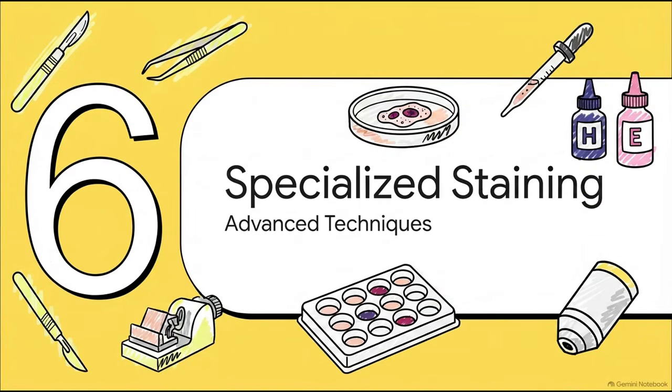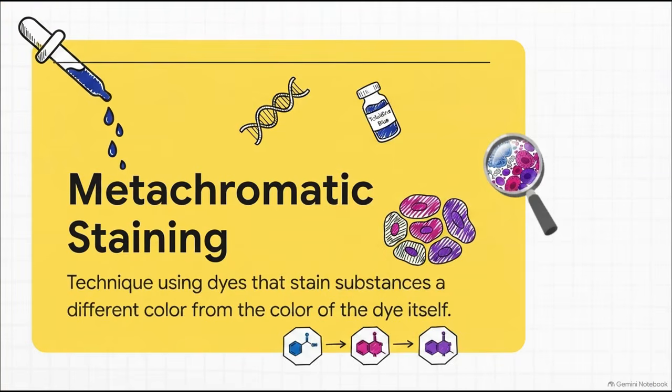Section 6, specialized staining. Finally, let's look at a few highly specialized techniques that medical technologists use to hunt down very specific cellular behaviors. First up is metachromatic staining. This is truly a bit of chemical magic. Imagine pouring a pure blue dye onto a tissue sample, but instead of turning blue, the target cellular substance chemically reacts and turns bright red or violet. Dyes like toluidine blue or crystal violet are famous for this, creating incredible contrast by shifting their own color based purely on what they touch.